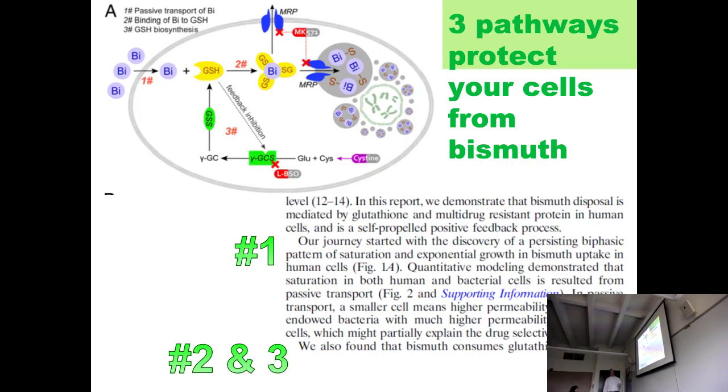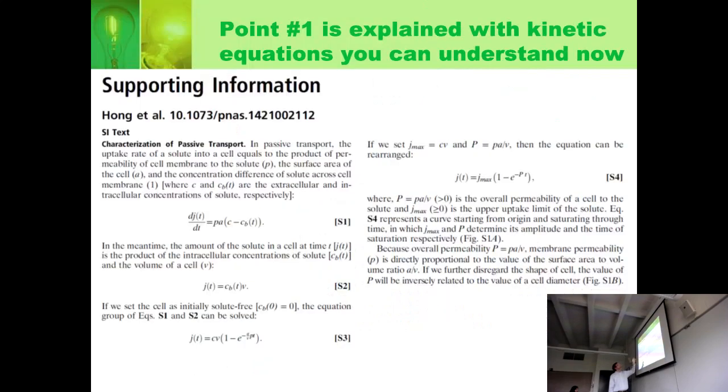And so they did the modeling, and they found out actually that number one may be the most important. The simplest answer may be the most important. And so they modeled how it gets into the cell. If you're modeling that, you're going to use rate equations.